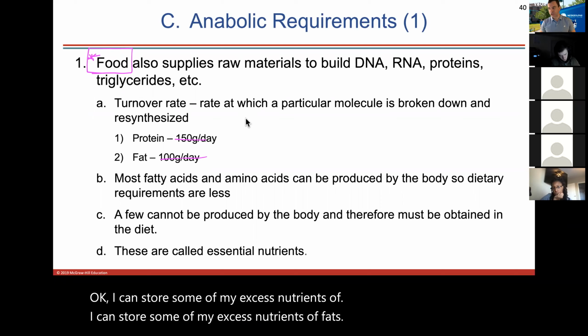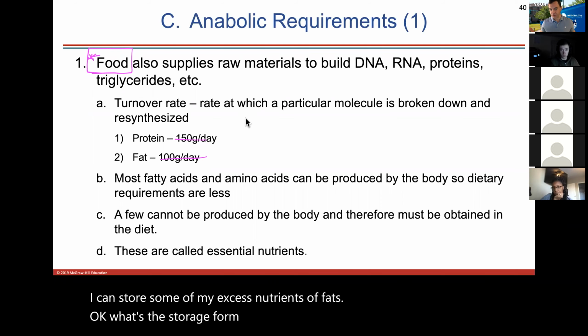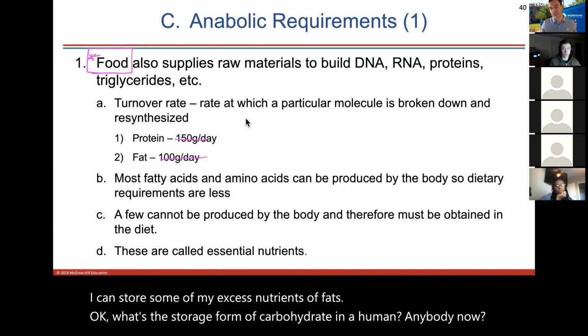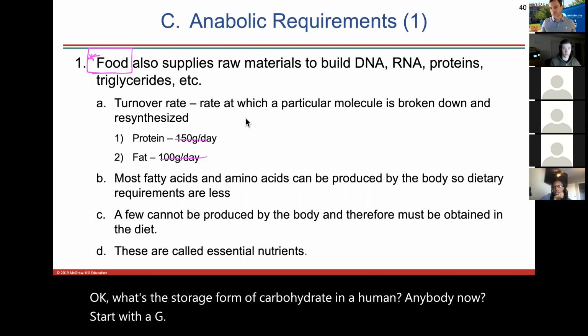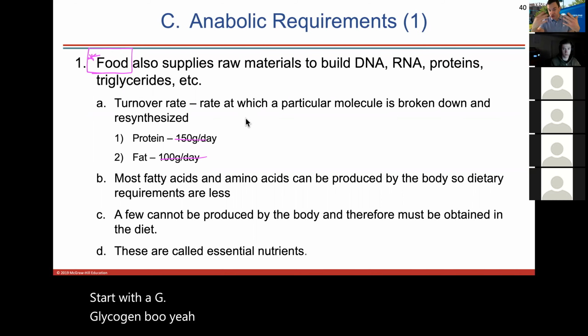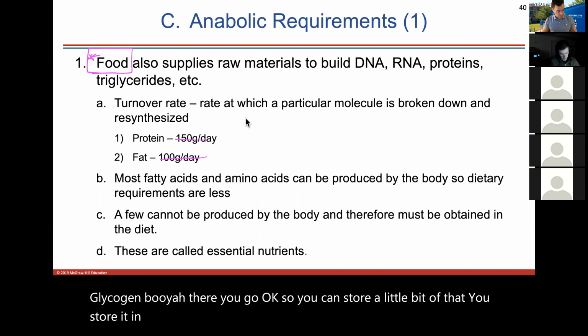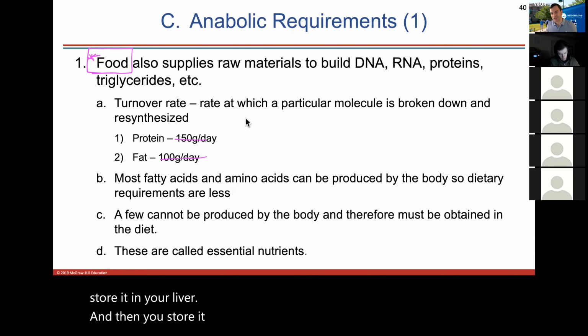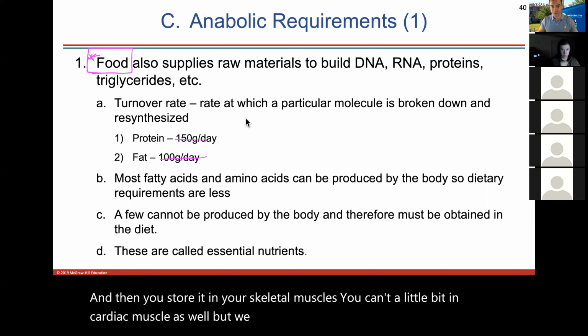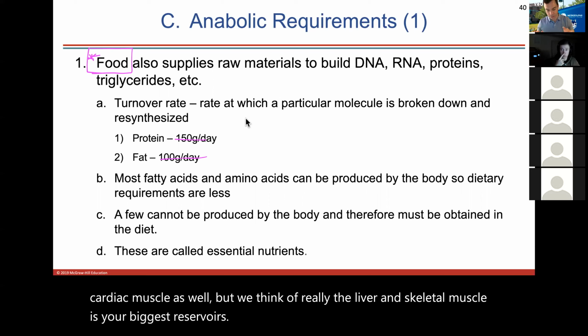Okay. What's the storage form of carbohydrate in a human? Anybody know? Starts with a G. Glycogen. Oh yeah, there you go. Okay. So you can store a little bit of that. You store it in your liver, and then you store it in your skeletal muscles. You can store a little bit in cardiac muscle as well, but we think of really the liver and skeletal muscles as your biggest reservoirs of stored carbohydrate, glycogen.